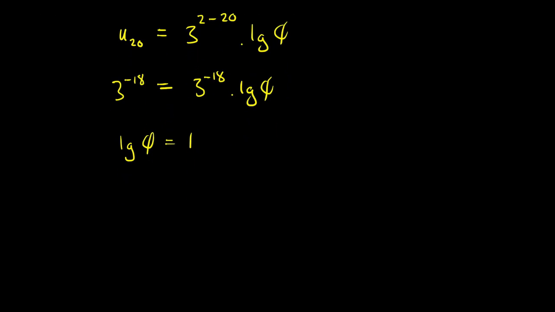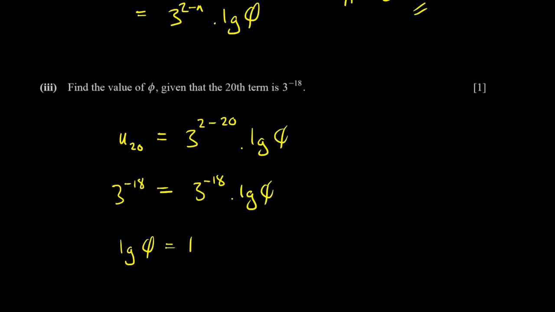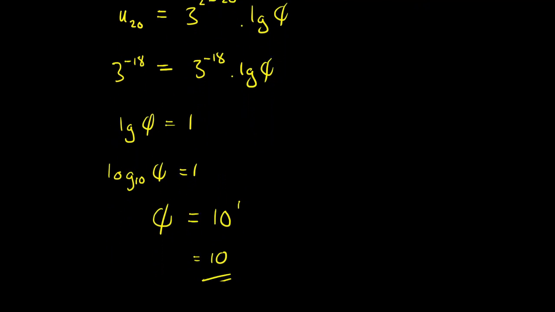And then log is log base 10, right? So this is the same thing as log base 10 of phi is equal to 1. Sorry, I just like to be clear with every step for the benefit of you guys. And so therefore phi is going to equal 10 to the power of 1, which is just 10. Okay. So I think that therefore phi should just be 10.